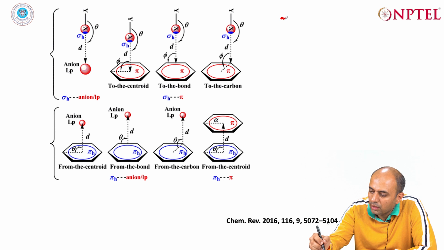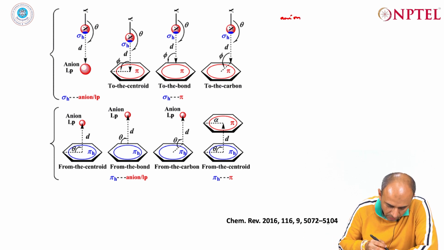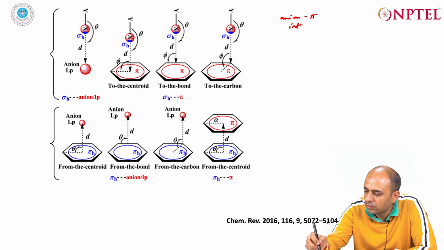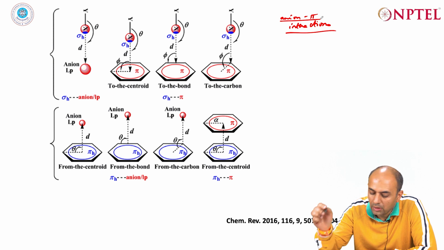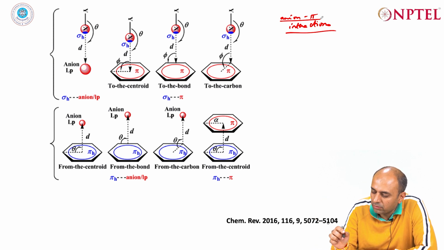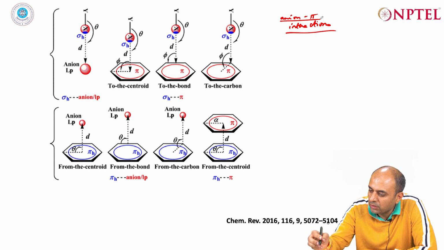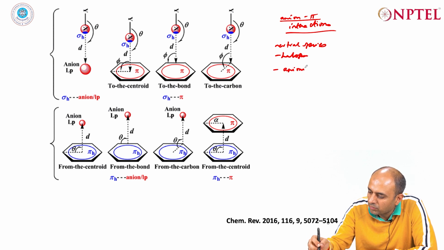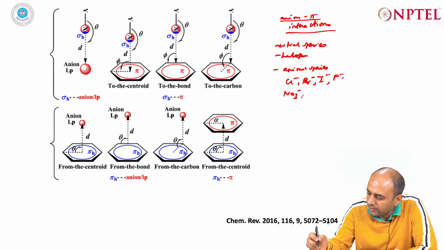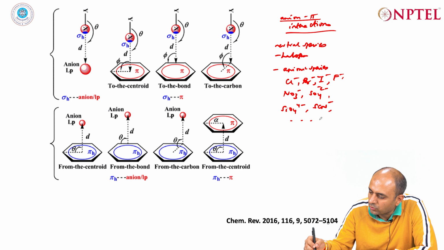So with this background, we will now try to rationalize and understand another important class of interactions called anion pi interactions. To start with, we will consider either a neutral species, for example a halogen, and then an anionic species, for example chloride, bromide, iodide, fluoride, nitrate, sulfate, silicate, SCN minus, and so on and so forth.